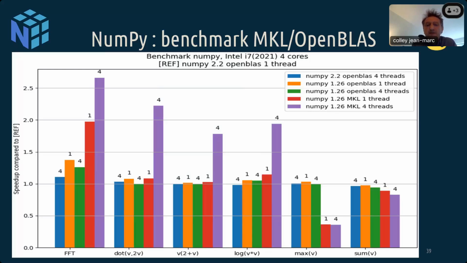I use an i7 Intel processor with 4 cores designed in 2021. There are 6 tests: fast Fourier transform, scalar product, linear combination, log function, cumulative sum, and the search of the max. As we can see, only the MKL backend takes advantage of multiprocessing. It's also faster. On the other hand, the search of the max with this backend is 2 times slower. Else, with one thread, results are close.